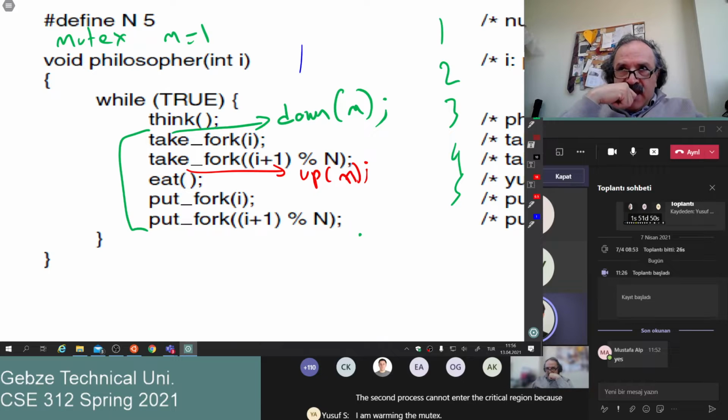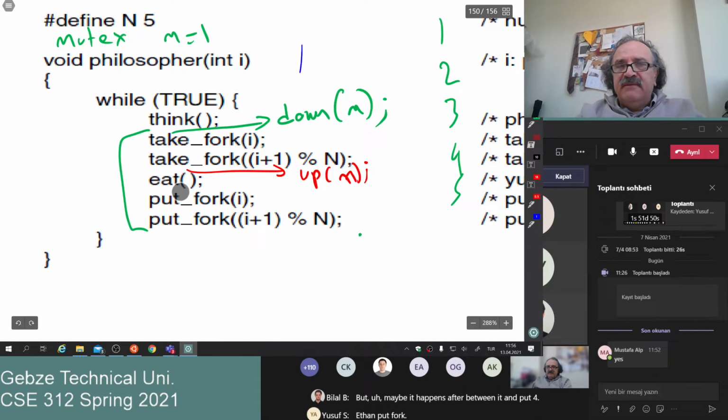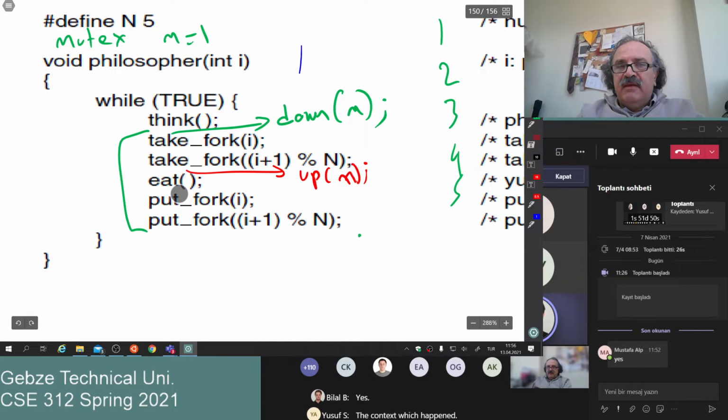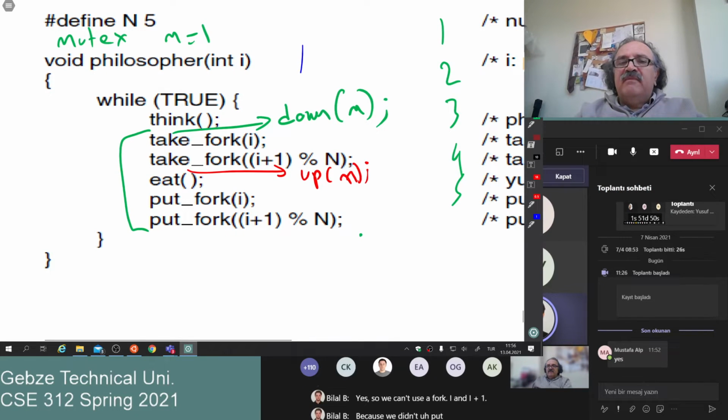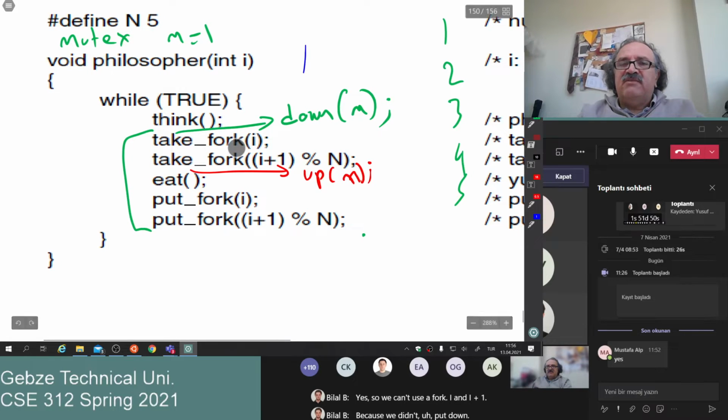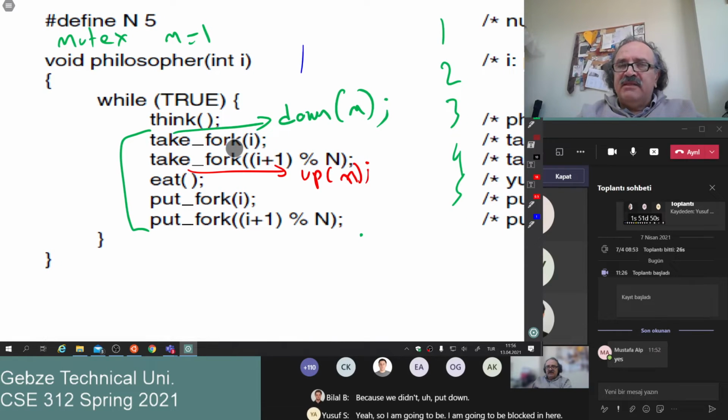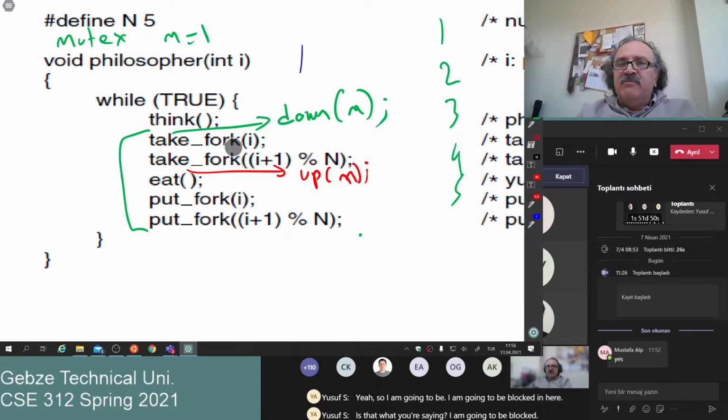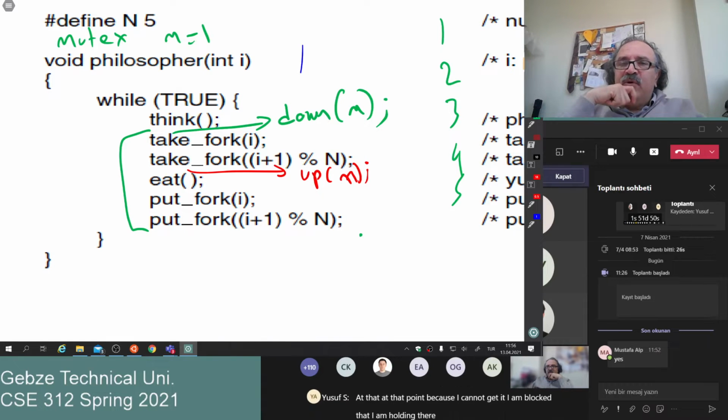But maybe it happens between eat and put fork. Yes, the context switch happened, so we can't use fork I and I plus 1 because we didn't put them down. Yeah, so I am going to be blocked in here. Is that what you are saying? Yes, sir. I am blocked at that point because I cannot get it, and I am holding the mutex. Nobody can enter. So that's going to cause another deadlock.